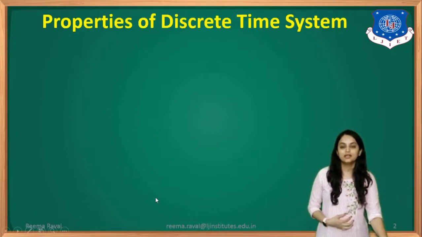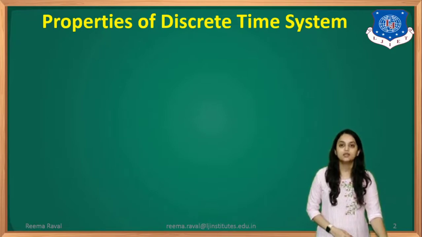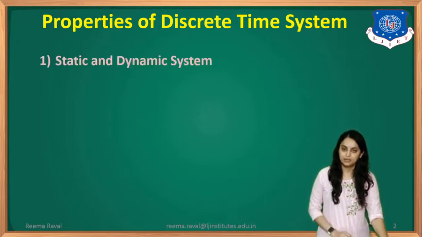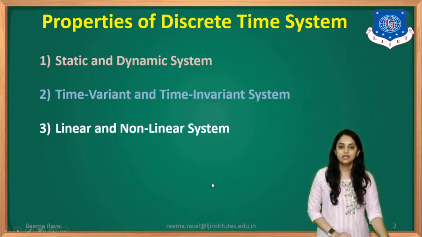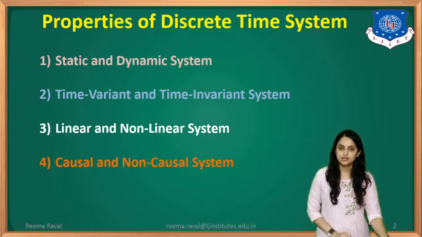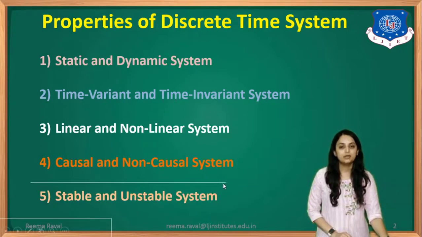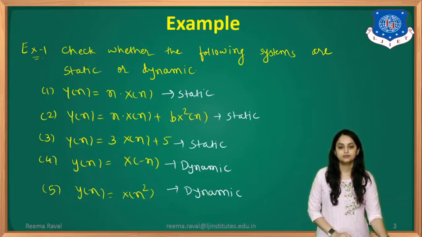So first of all, let us look at the 5 properties which we have listed out. First one was static and dynamic system. Second one was time variant and time invariant system. Third one was linear and non-linear system. Fourth one, causal and non-causal system. And the fifth one is stable and unstable system. We are checking the system for following properties. Let us see the first example.